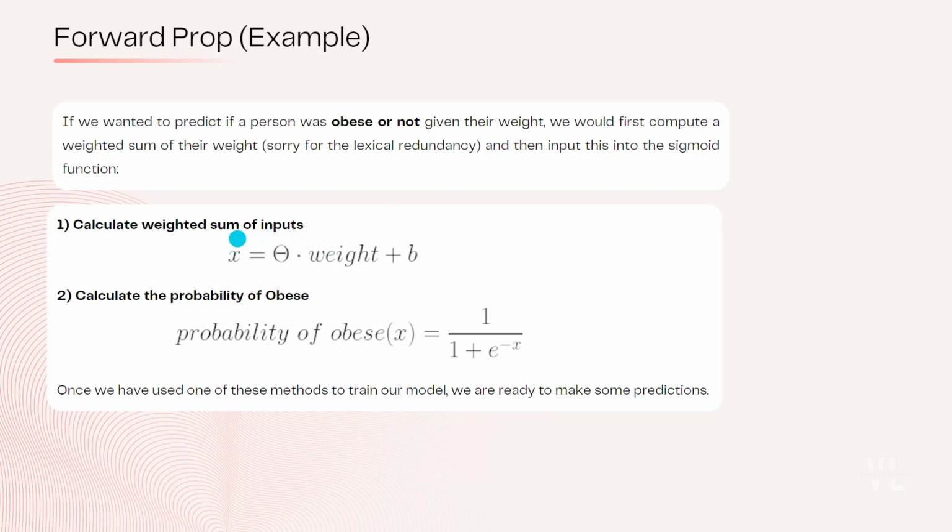Next, we feed this x into the sigmoid function that we have seen before in order to calculate the probability of a person being obese. So the probability of obese of x is equal to 1 divided by 1 plus e to the power of minus x. Once we've used one of these methods to train our model, we are ready to make some predictions.